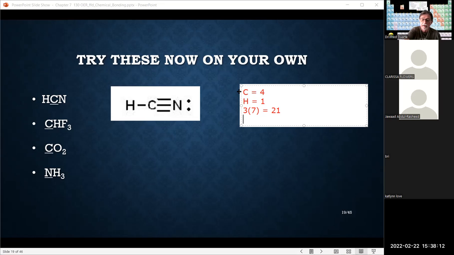So that whole thing adds up to 26 valence electrons. I'm just going to call them VEs, valence electrons, or 13 pairs. Every time, all the valence electrons should tally up to a number that's divisible by 2. So now, with 13 pairs to work with, you're given the central atom, which is carbon.